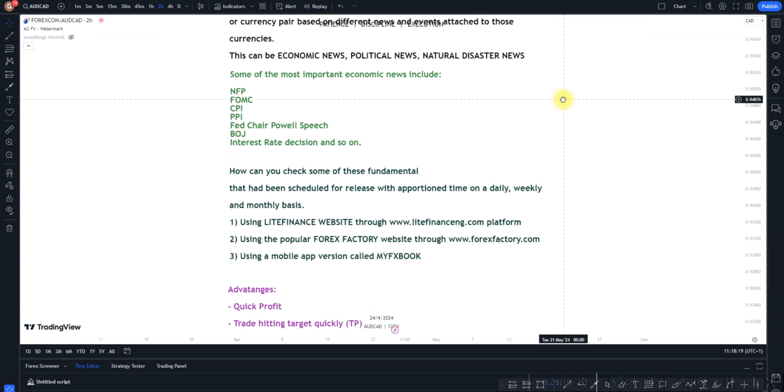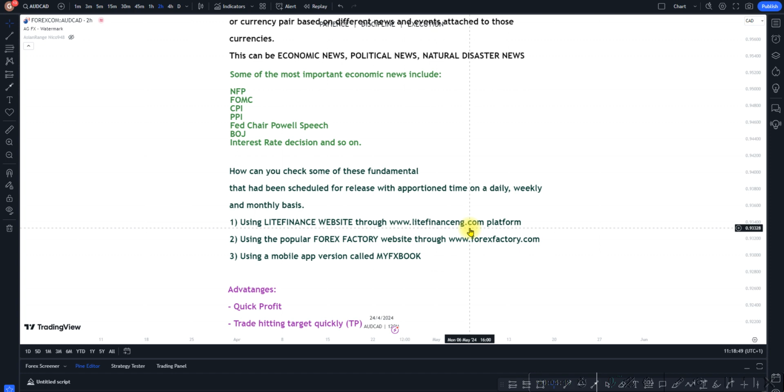So how can you now check some of these fundamentals that have been scheduled for release with apportioned time on a daily, weekly, and monthly basis? How do you check them? Number one way of checking is using our Light Finance website. When you go to www.lightfinanceng.com and you log in to your account, or you sign up, if you have not opened an account yet, you are going to be able to see all this news release easily.